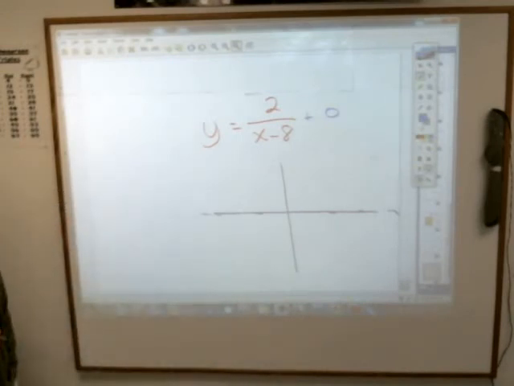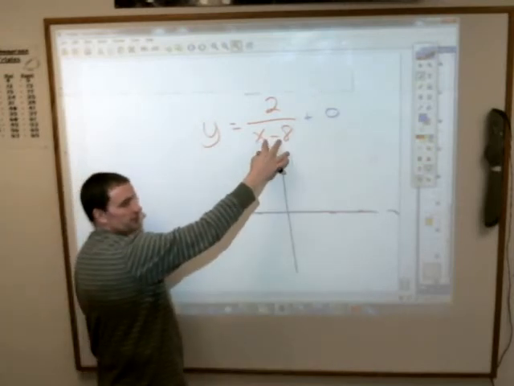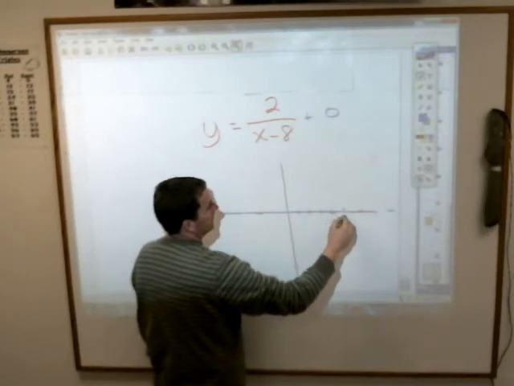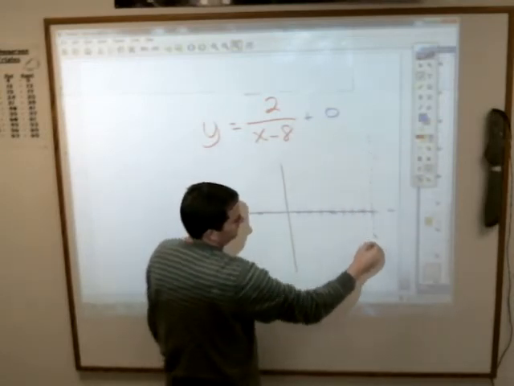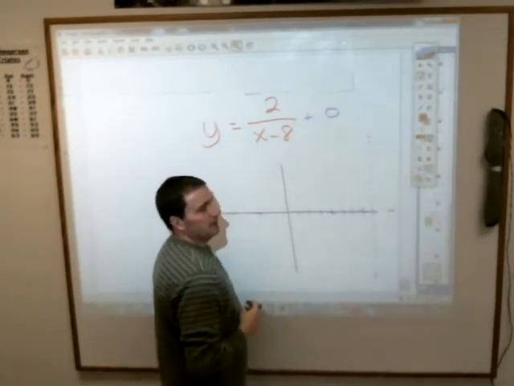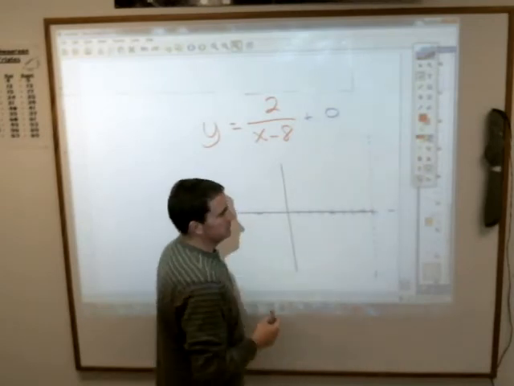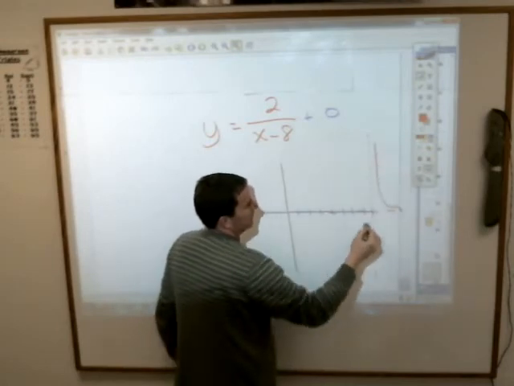What can't x be? What number would make a 0 on the bottom of this fraction? 8. So here at 1, 2, 3, 4, 5, 6, 7, 8 is going to be your vertical asymptote. And by the way, for right now, it's always going to be in the upper right and lower left. So don't get confused and put it over here and over here. It's always here and here.